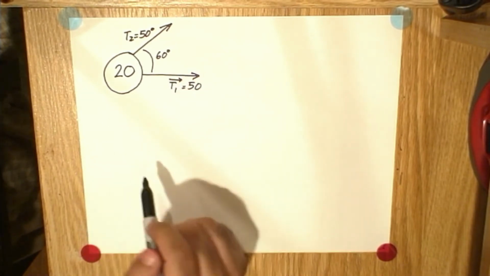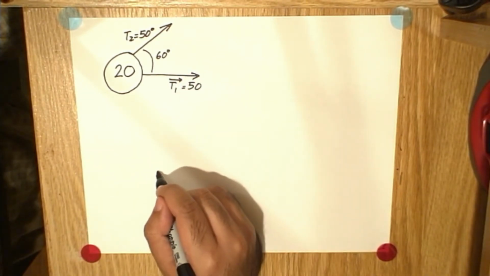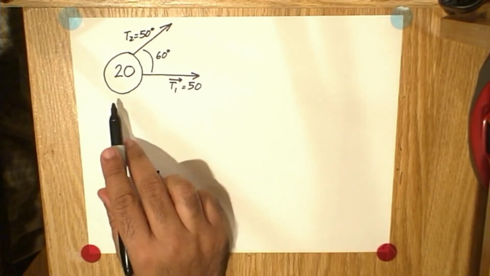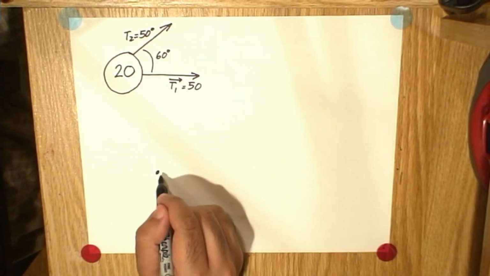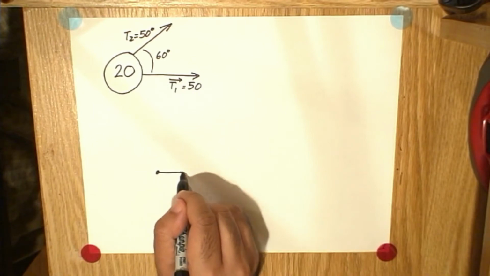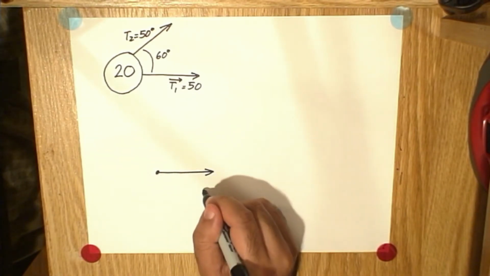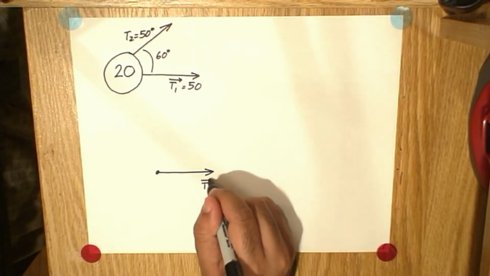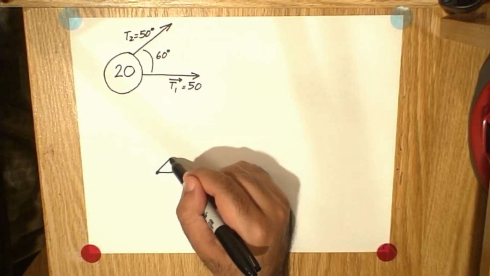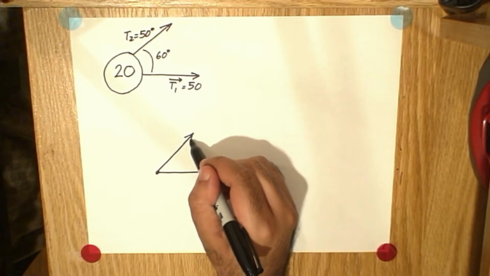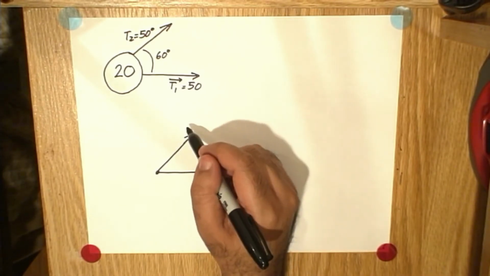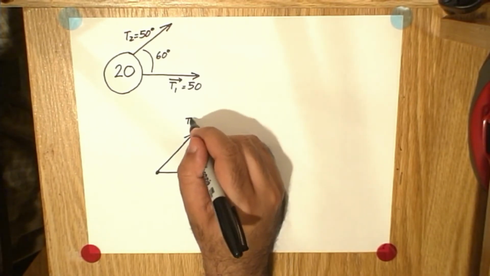Now let's draw the free body diagram of the asteroid. We represent the asteroid, as always, as a spot. T1 points in the rightward direction, and T2 points at this oblique angle, 60 degrees above that.